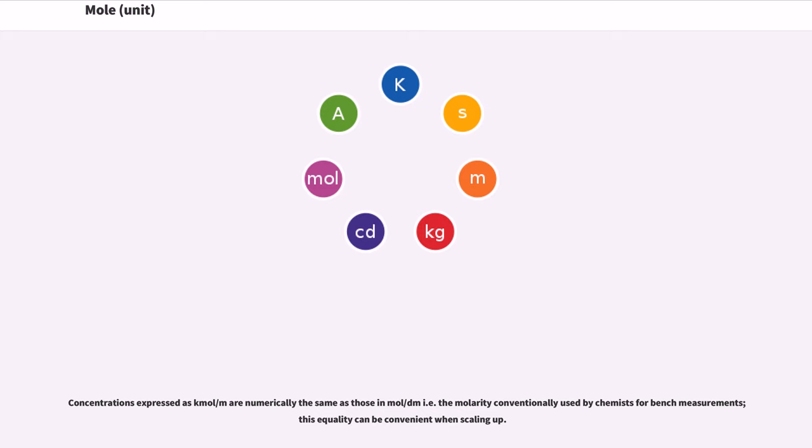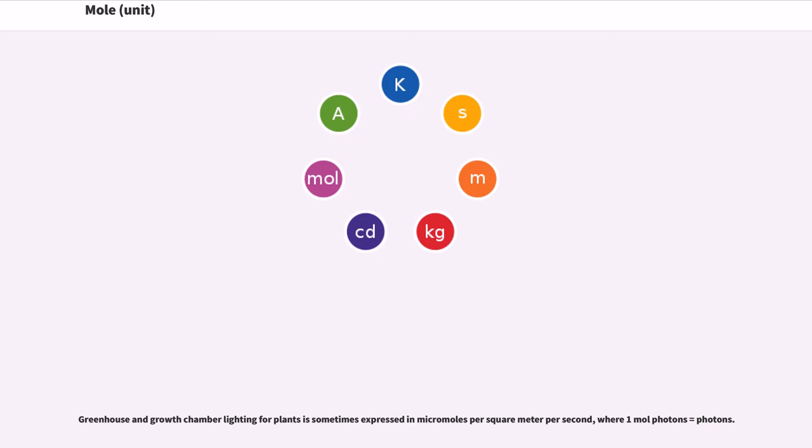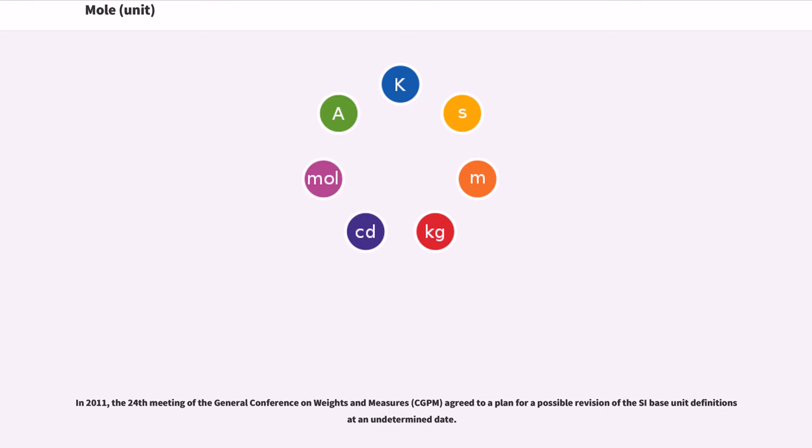Concentrations expressed as kmol/m³ are numerically the same as those in mol/dm³, i.e. the molarity conventionally used by chemists for bench measurements. This equality can be convenient when scaling up. Greenhouse and growth chamber lighting for plants is sometimes expressed in micromoles per square meter per second, where 1 mol photons equals 6.02×10²³ photons. In 2011, the 24th meeting of the General Conference on Weights and Measures, CGPM, agreed to a plan for a possible revision of the SI base unit definitions at an undetermined date.